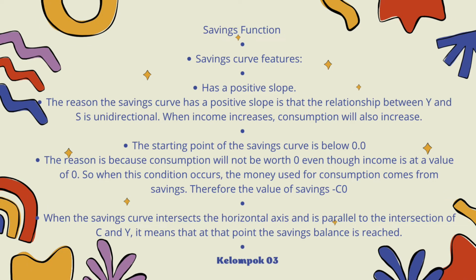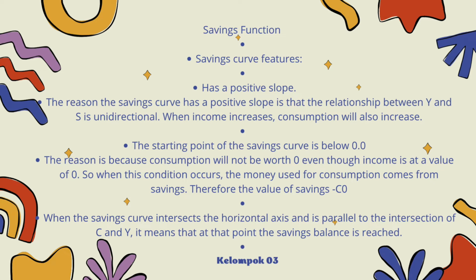Saving function. The saving curve has a positive slope because the relationship between Y and S is unidirectional. When income increases, saving will also increase. The starting point of the saving curve is below 0. The reason is because consumption will not be worth 0 even when income is a value of 0. So when this condition occurs, the money used for consumption comes from saving. Therefore, the value of saving is minus C0.